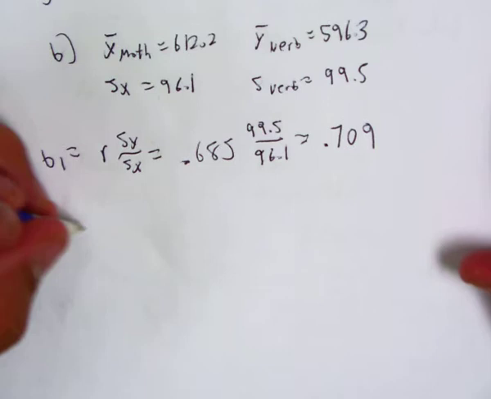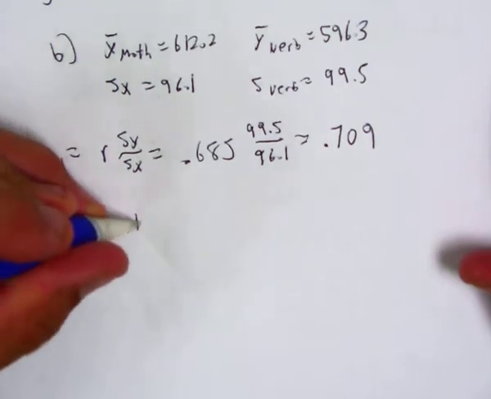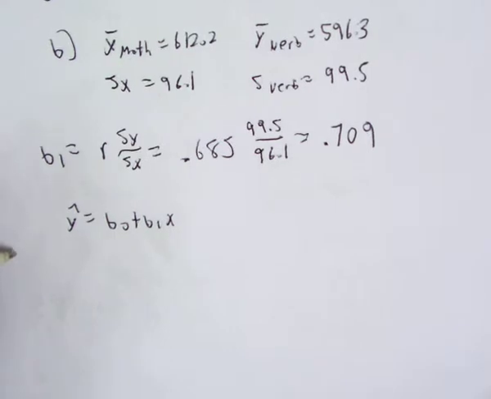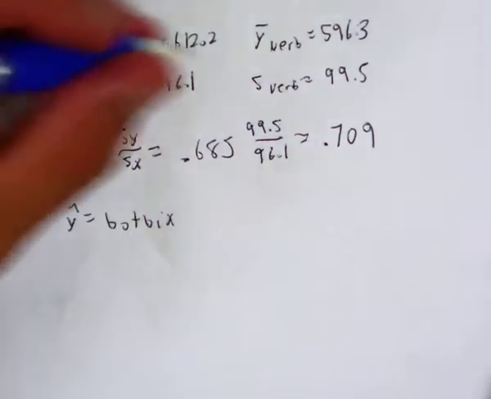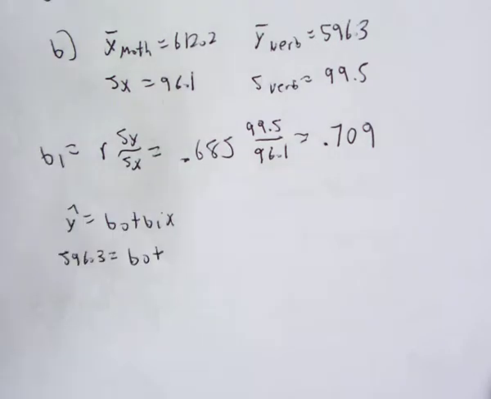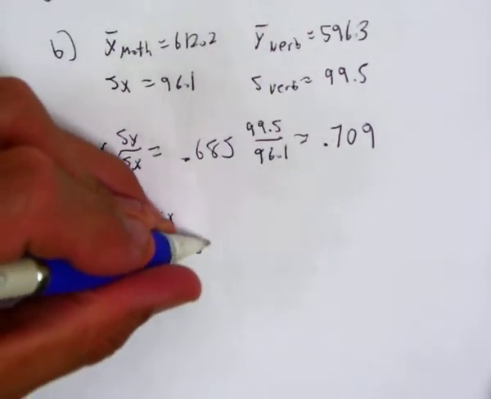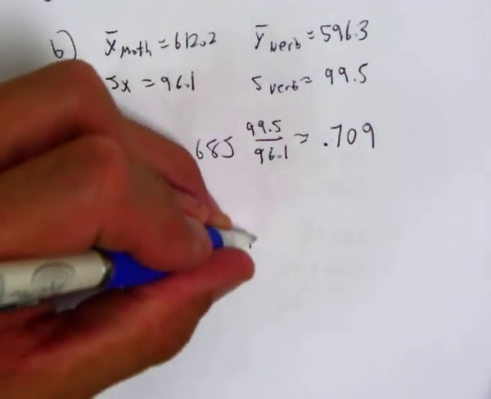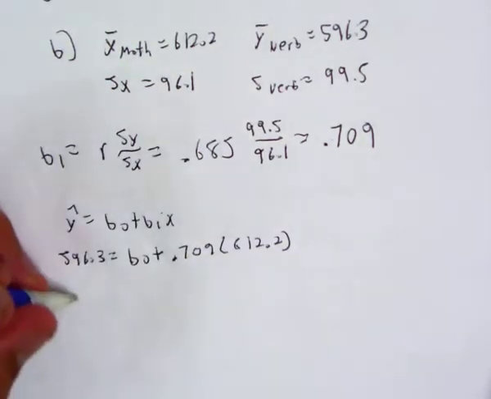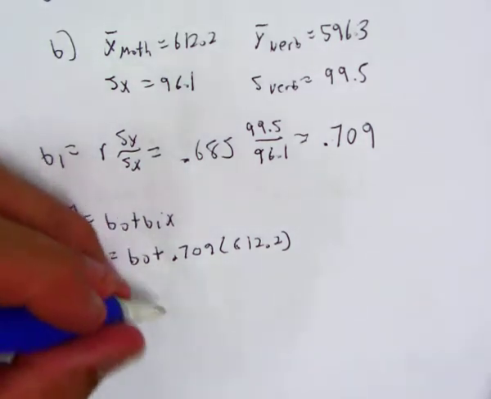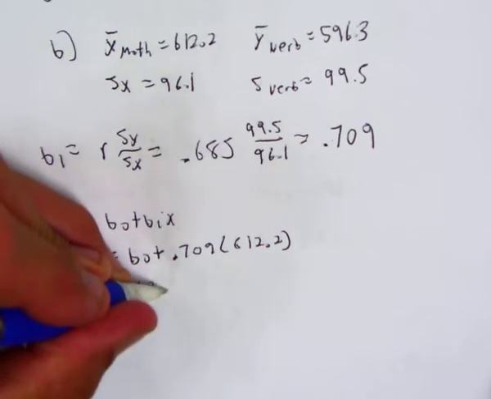Okay? And then we know that y predicted equals b sub 0 plus b sub 1 times x. Well, we know that the line goes through the point x bar, y bar, right? So we're going to put this in for x. This is our x value. That's our y value. 596.3 equals the y-intercept plus the slope, 0.709 times 612.2. And if you do that out, you're going to get the y-intercept. It's going to wind up being about 162.11.